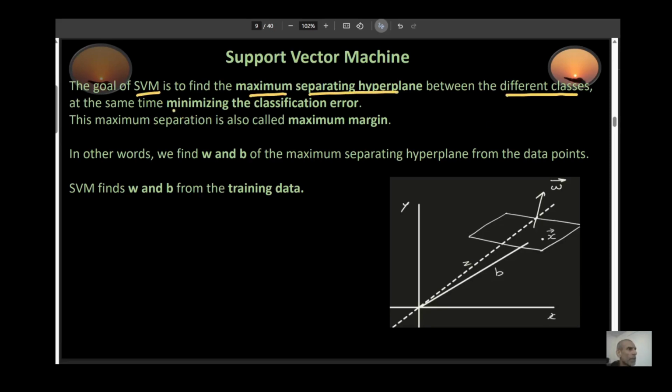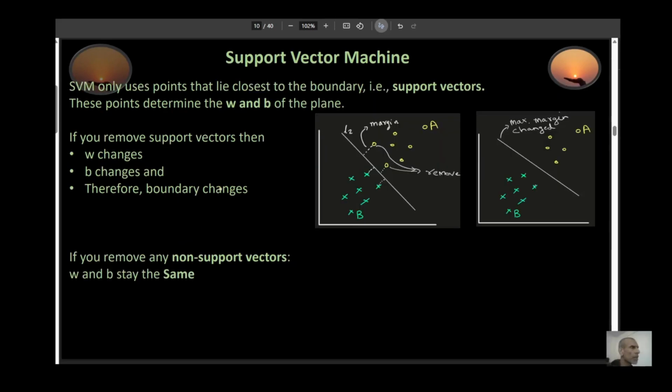at the same time minimizing the classification error. Now, this maximum separation has a special name. It is called maximum margin. In other words, in order to find this maximum separating plane, you have to find w and b, and SVM finds your w and b from the training data. Now, SVM only uses points that are closest to the boundary. In other words, it uses support vectors, and these points determine your w and b of your plane.